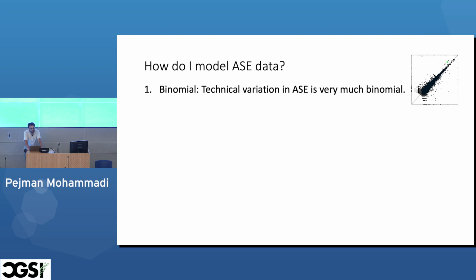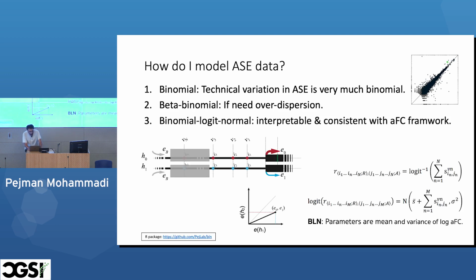Now, how do I model ASC data? Binomial. It's good old binomial, and it works pretty well. It actually models technical variation pretty well. Depending on your application, this might be good enough. Beta binomial is an easy next way to overdisperse your binomial, so if you want to capture some extra binomial variation in your ASC data, beta binomial does the job pretty well. Another distribution is binomial logit normal, which probably would have been much easier for everyone if it was named logit normal binomial, but that's how it is.